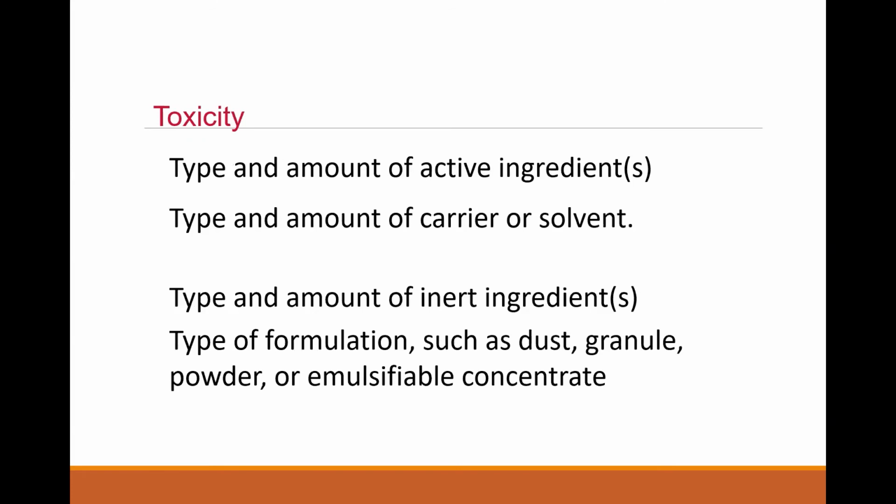Toxicity. So how toxic something is depends on the type and amount of active ingredient. So what kind of active ingredient is it? And then different products have different varying amounts of an active ingredient. I think the example we talked about last week was glyphosate. You have glyphosate in some of those products, and they come in varying amounts. Maybe it's 46%, 48%, 53%, 41%, whatever it may be, but they're all the same active ingredient. But typically, as we see larger amounts of the active ingredient, the more toxic they become.